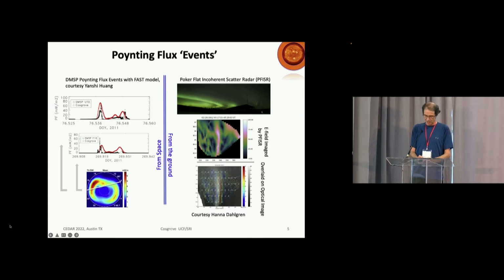Okay, so this is just to show you an example related to the scale size issue. This is courtesy of Yangshi Huang, and these are DMSP measurements in black of Poynting flux. And you can see that they're kind of jagged and pointy in many places. So it's a very event-like thing. It isn't a smooth, spread-out distribution. And I think this is really important, too, because it talks about what scale size is actually interacting with the ionosphere when it gets down there.